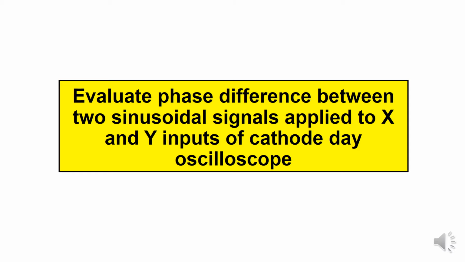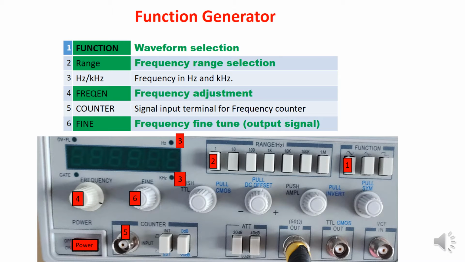And this experiment is to evaluate phase difference between two sinusoidal signals applied to the x and y inputs of CRO. In this experiment, we will see that we are using one function generator and one CRO.